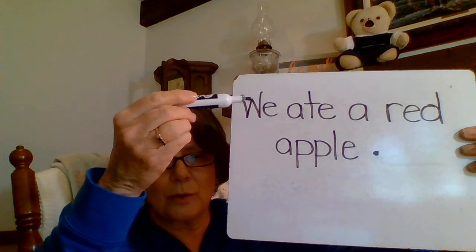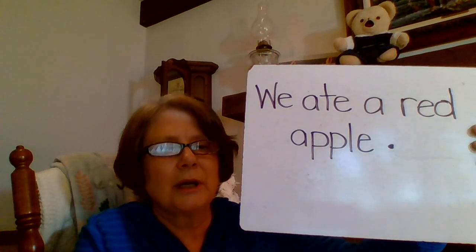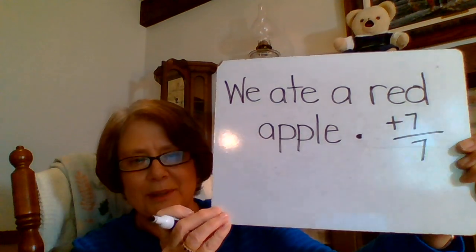So there is 1 point for uppercase W, 2 for the word we, 3, ate, 4, a, 5, red, 6, apple, 7, period. So if you get it all right, you get plus 7 over 7. Remember how I score that on our spelling tests? I think that's going to be kind of a nice, easy sentence to learn this week. So good luck with that.